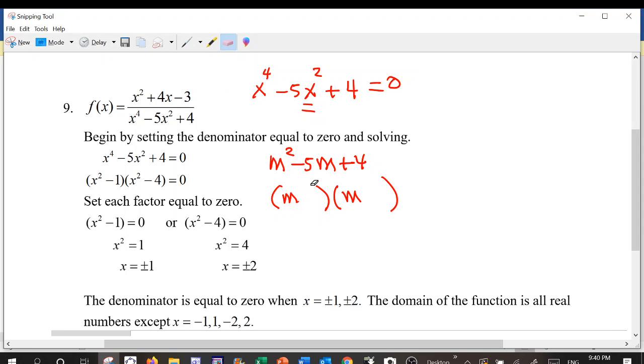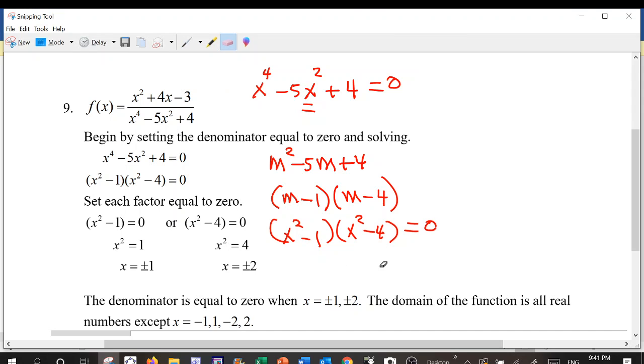What is m? Two numbers multiply to give +4 and add to give -5. So it looks like that. You know what m was? m was x squared. So this is really x squared minus 1 times x squared minus 4, right? And it said that is equal to 0.